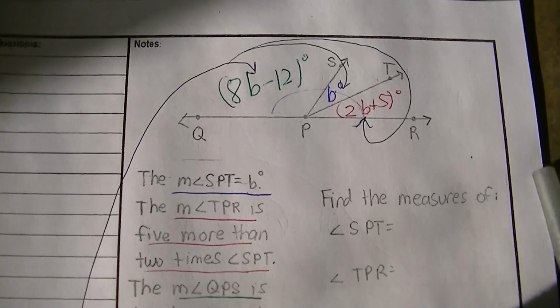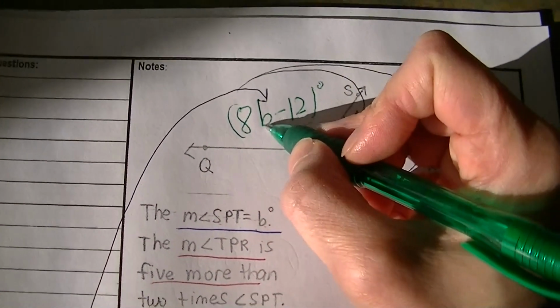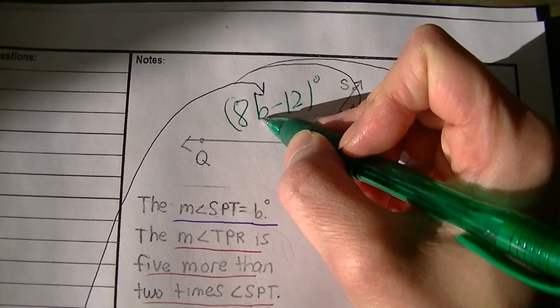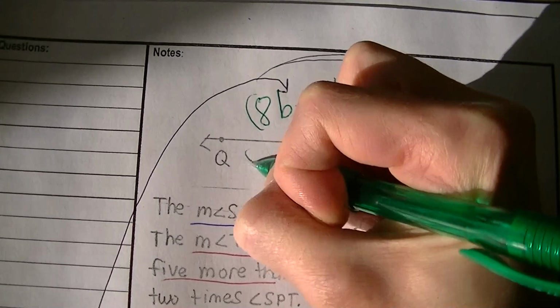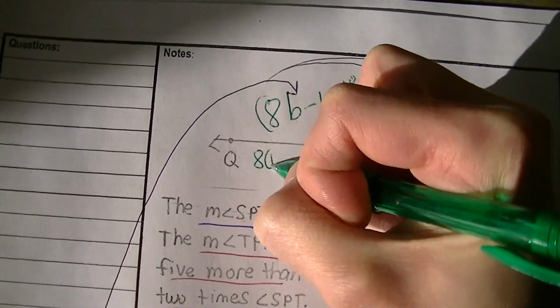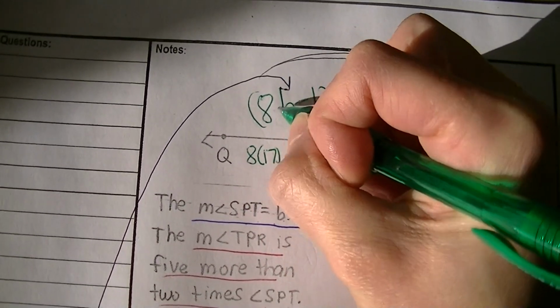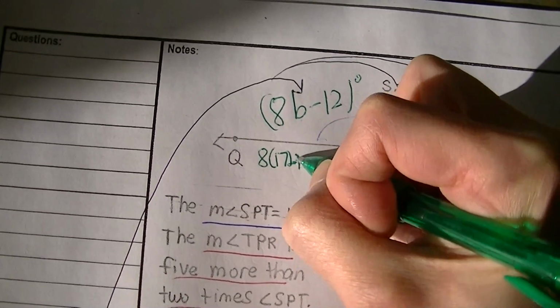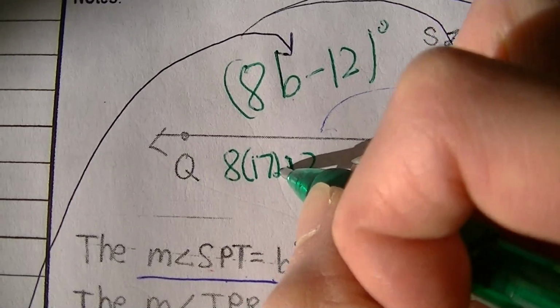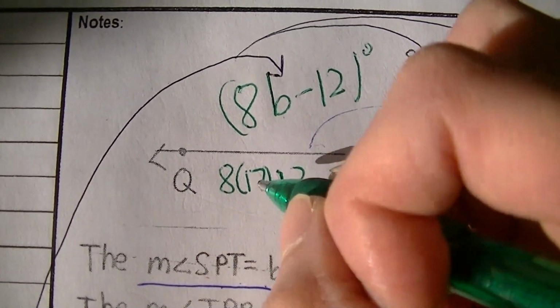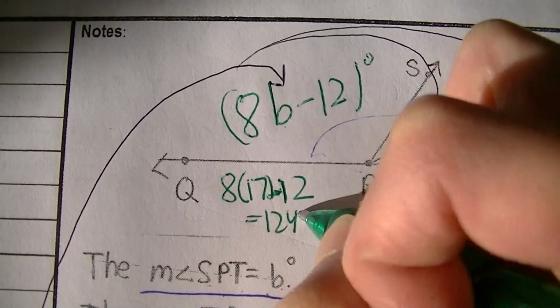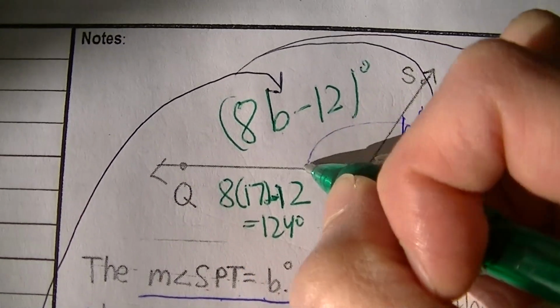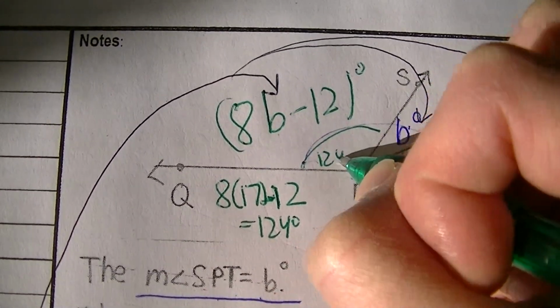There we go, okay? So for this one, remember b was equivalent to 17, so I'm going to substitute that in. Instead of writing the b, you're going to write a 17 there. But it means multiply, because when the variable is smushed next to a coefficient, it means multiply. Minus 12. So it's 8 times 17 minus 12. And when you do that, you would get 124 degrees. So the measurement of this angle right here is 124 degrees.